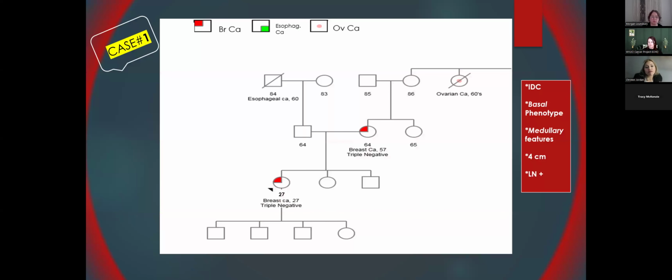This is a patient that I met very early on in my career, I think back in 2007. She had breast cancer. She was diagnosed age 27. Unfortunately, she was diagnosed in her second trimester of pregnancy. And she had a very large tumor. You can see the features there on the right: invasive ductal, basal phenotype, medullary, 4 centimeter, and lymph node involved. So we did offer her genetic testing. And she was confirmed to have a BRCA1 pathogenic variant. And so this is very phenotypical. Again, triple negative, medullary, early age of onset. We want to be thinking of BRCA.